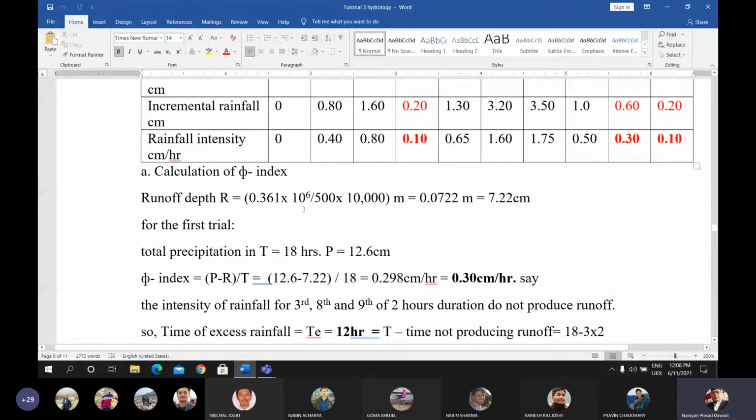Compare with the remaining intensity: 0.4 is greater than 0.365, 0.80 is greater than 0.365, 0.65 is greater than 0.365, 1.6 also greater than 0.365, 1.75 also greater than 0.365, and 0.50 also greater than 0.365. That means all these incremental rainfall would produce the runoff. All these incremental rainfall of 0.80, 1.60, 1.30, 3.20, 3.50 and 1 produce the surface runoff.